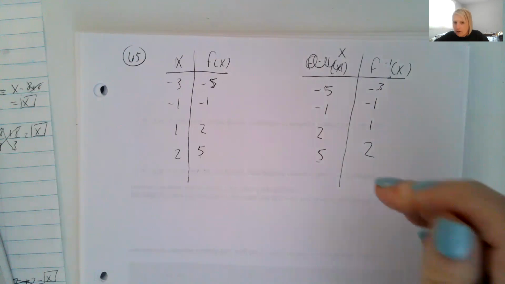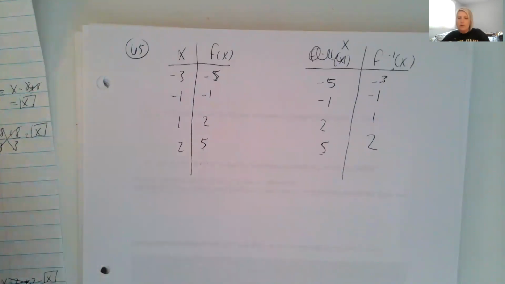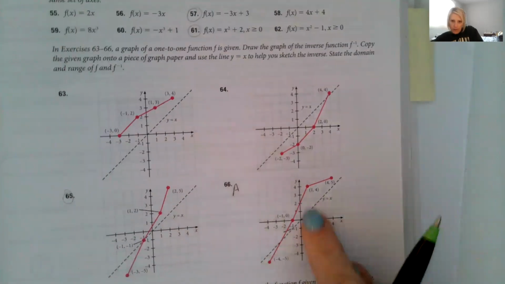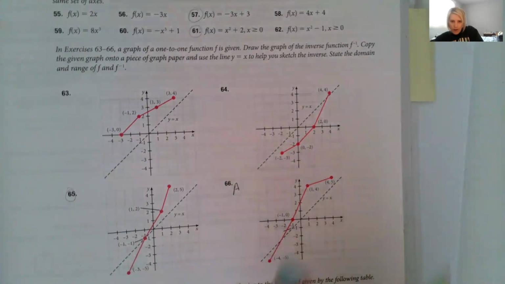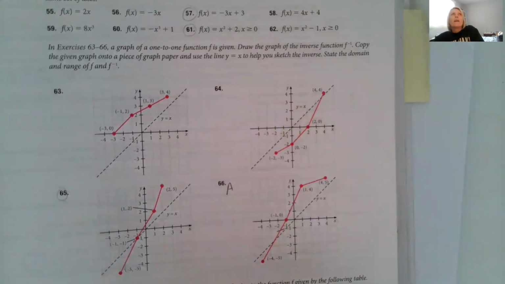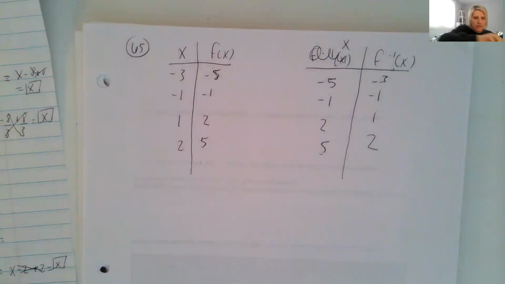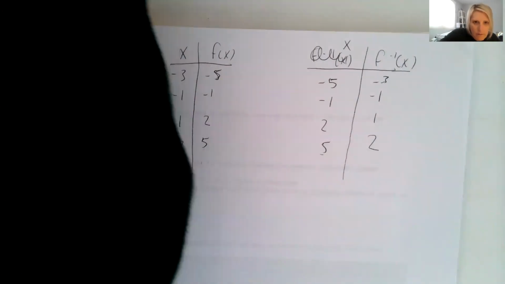Right? So we're going to go and plot both of these in Desmos. So when you turn in your number 66, you're going to want to turn in a Desmos of the 4 points that you were given, and then the 4 points that will help you draw the inverse function. So let's go and do that in Desmos.